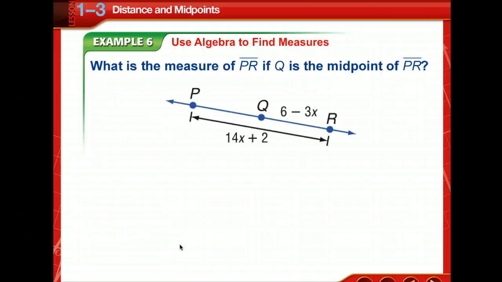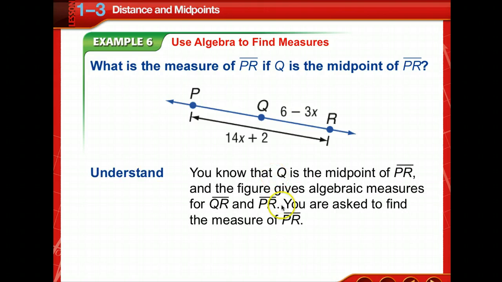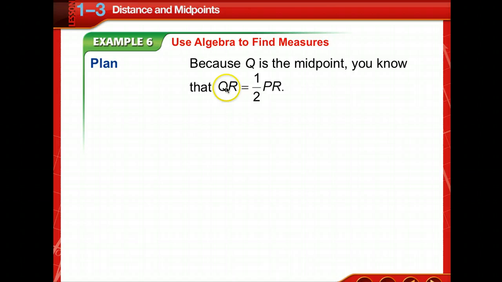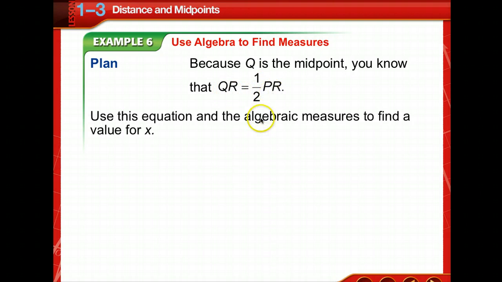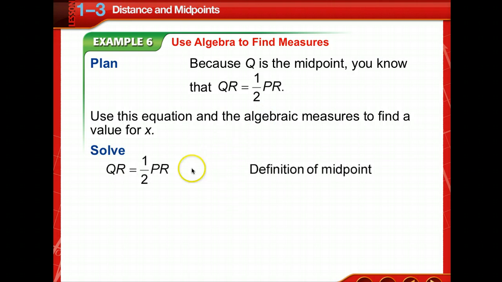Now for our final example, use algebra to find measures. They want us to find the measure of PR if Q is the midpoint. Now, by definition, if it's midpoint, it's halfway between, right? So 6 minus 3x is half of 14x plus 2. Do you agree with me? Okay, so we can rewrite that to say that QR is half of PR because that midpoint is half of the whole thing.